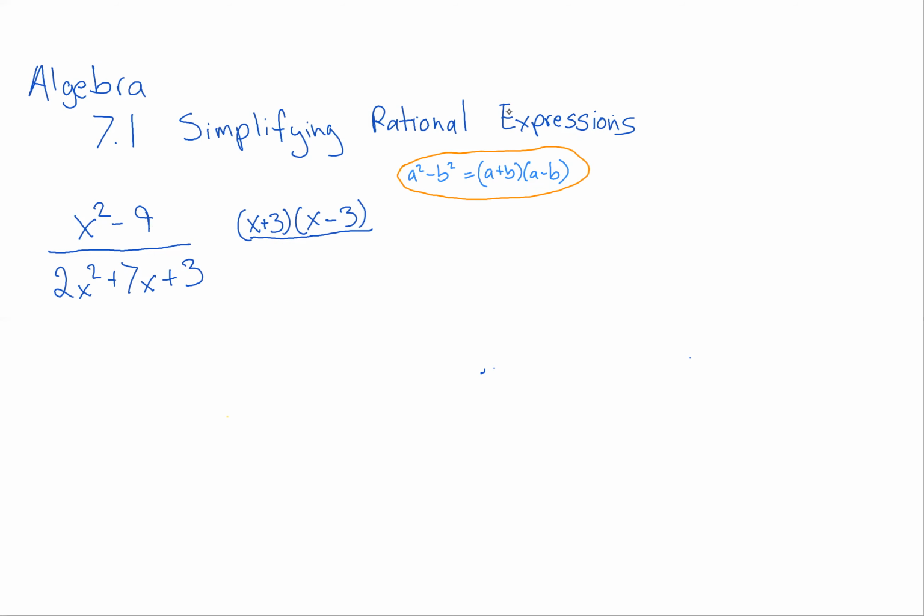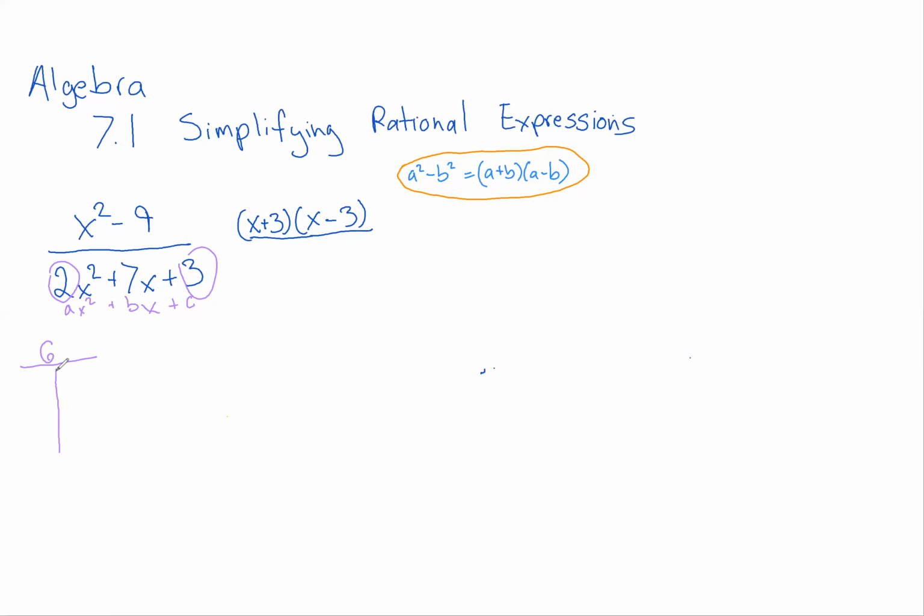And I like to factor using something called the AC method, because this is ax squared plus bx plus c. So that's where the a and the c come from. The a is my coefficient attached to that x squared variable. My 3 is that constant at the end. I multiply those together. I say, okay, 2 times 3 is 6. And then I list out the factors of 6.